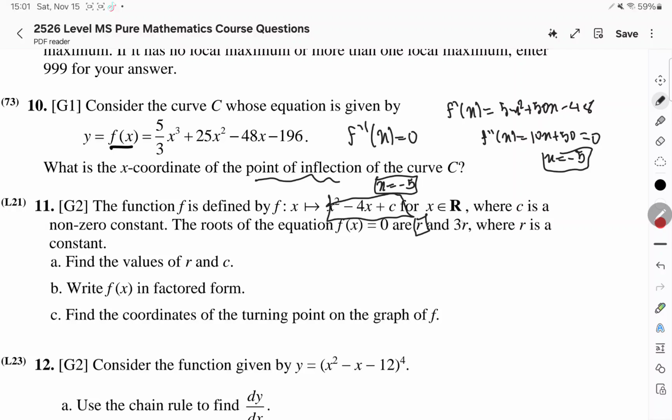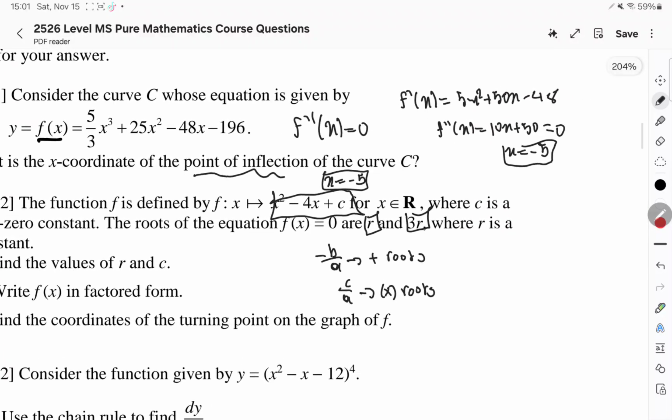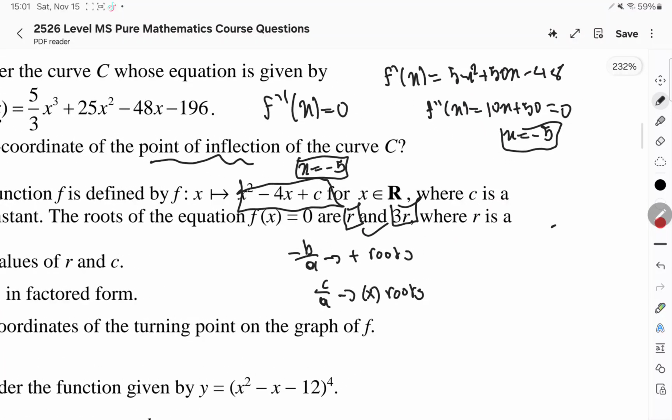Moving on, to find the values of r and c, in this case they gave us that the roots are r and 3r. And now we should know that minus b over a gives the sum of roots, and c over a gives the product of roots. Now, to get the sum of roots, we just add these two. So minus b over a is equal to 4r.